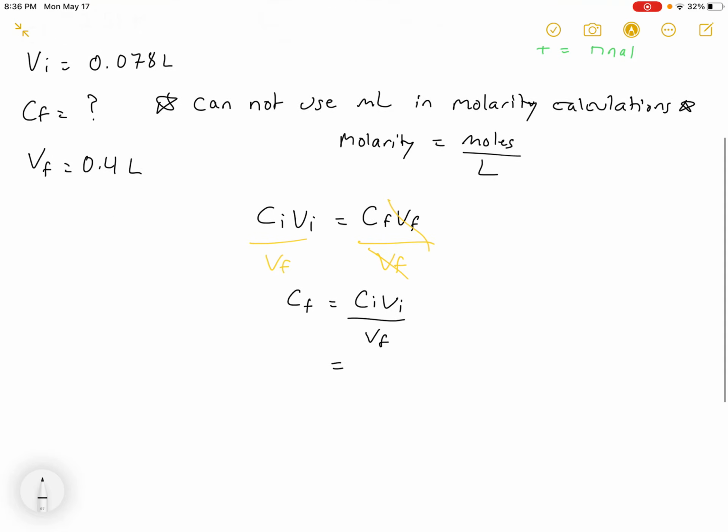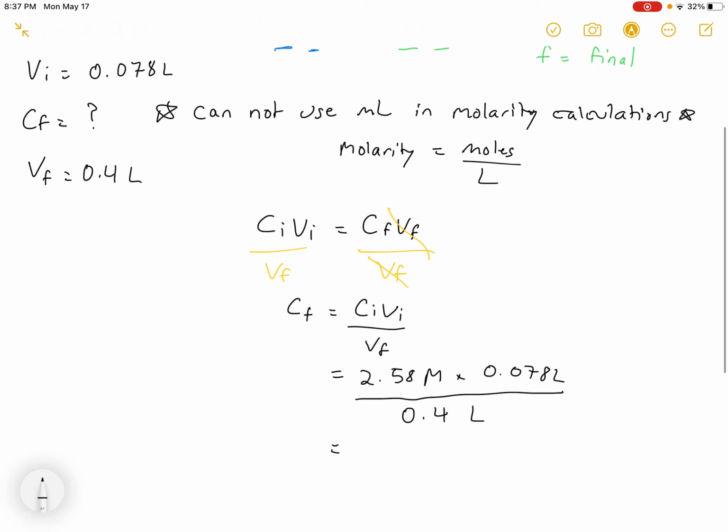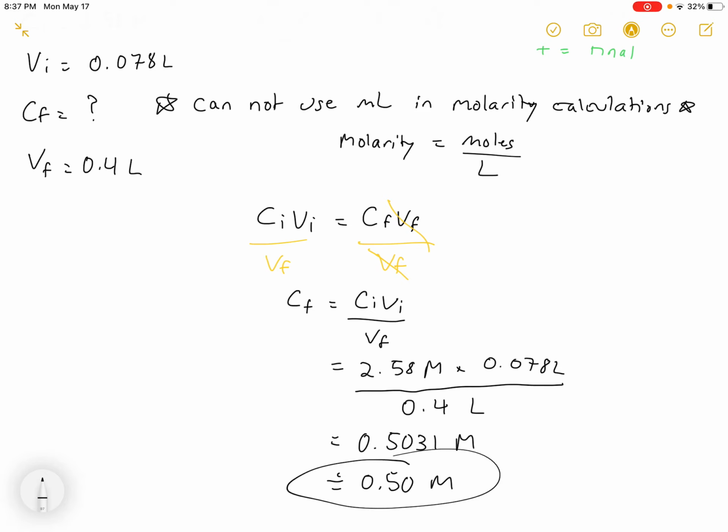And then we will plug in our information back from our data list. So that would be 2.58 molars times 0.078 liters divided by 0.4 liters. And then when you type that into your calculator, you are going to get something around 0.5031 molar, or just approximately 0.50 molar. And that is our final answer there.